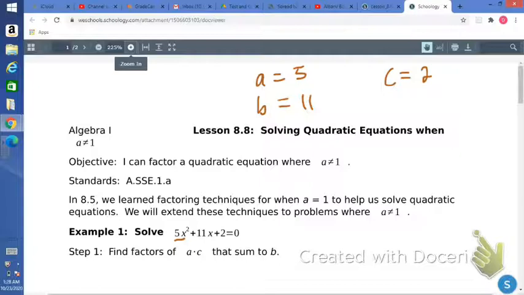Alright, so factors of a times c. So a times c, so factors of 10, because 5 times 2 is 10, that sum to 11. So the factors of 10 are 1 and 10, and 2 and 5. So which combination there is going to sum to 11? It's going to be this first pair right here. Alright, and so that's step 1.